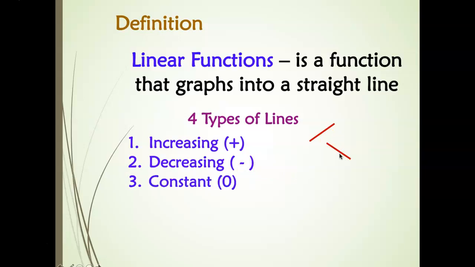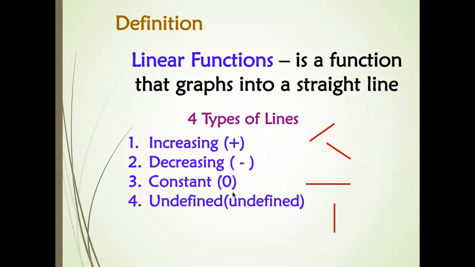The third one is constant. That means the value does not change, the slope is zero, and it's just a horizontal line. The fourth and last one is the undefined slope, wherein you will see a vertical line. Okay, so that is our review.